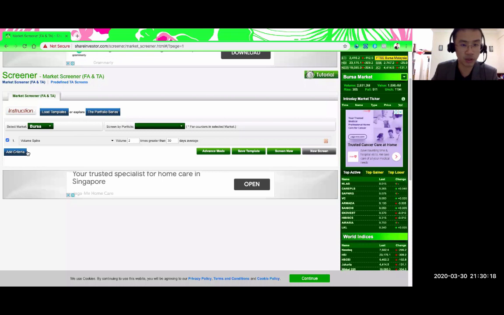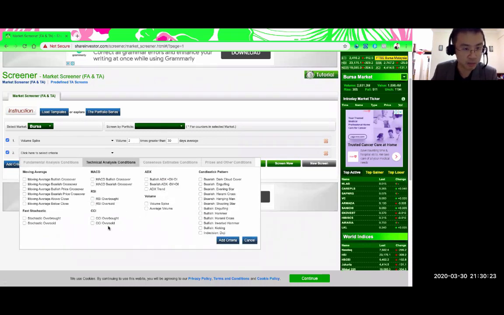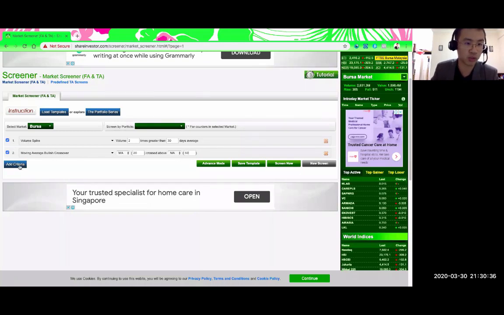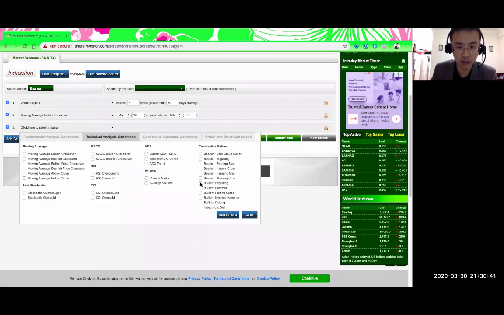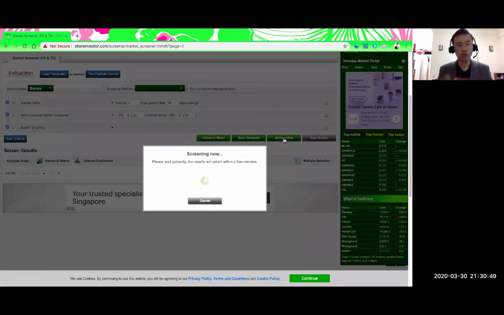Then you add one more criteria. Let's say a technical criteria, moving average bullish crossover. You can say that the 20-day moving average crosses over the 50-day moving average. Then let's say you want to add an indicator of candlestick pattern, a bullish engulfing pattern. Add this criteria, so these are now 3 criteria. Then you click screen, and it will screen for you all the companies that fulfill the TA criteria.